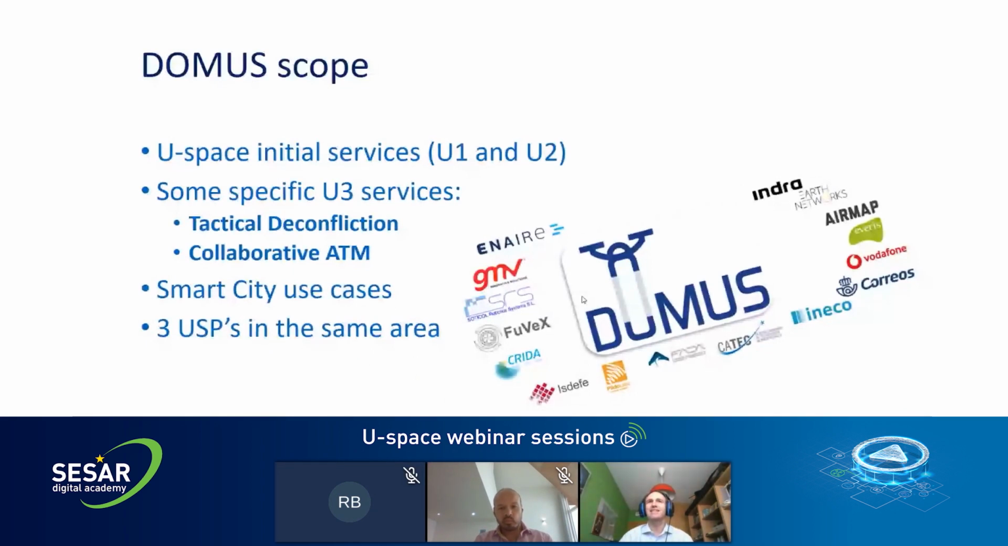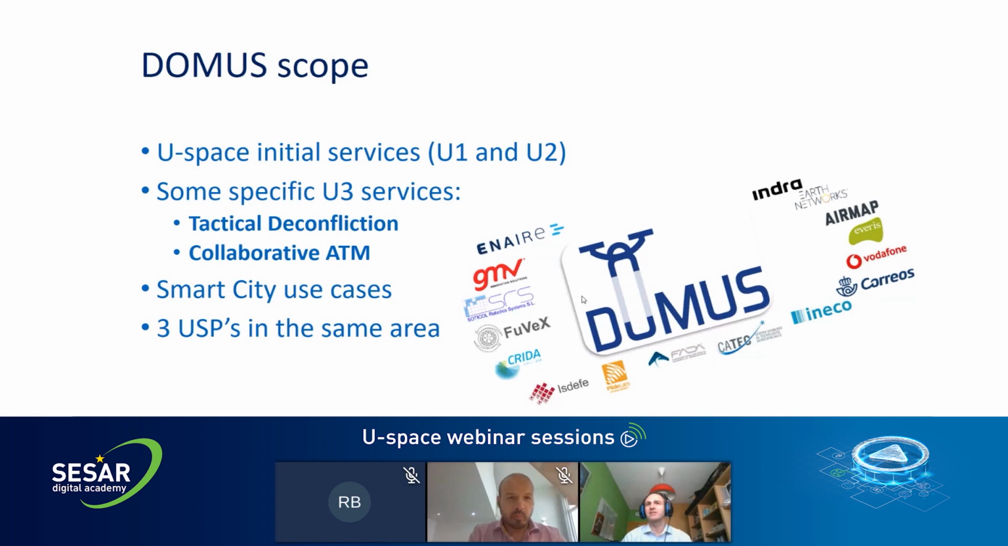U1 and U2, and in addition, some specific U3 services like tactical deconfliction that manages the conflict between drones in case there is a collision risk, and collaborative service with their traffic control system, where there is a data exchange between USpace and their traffic control system.